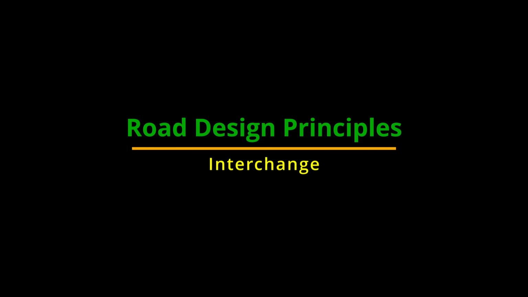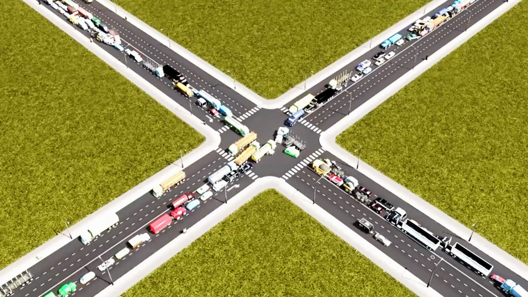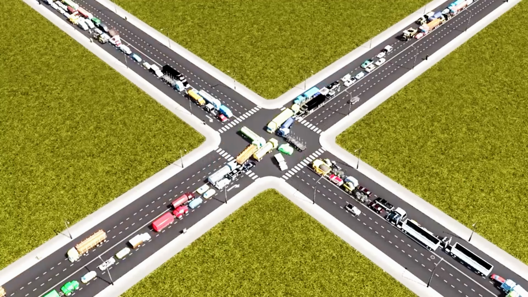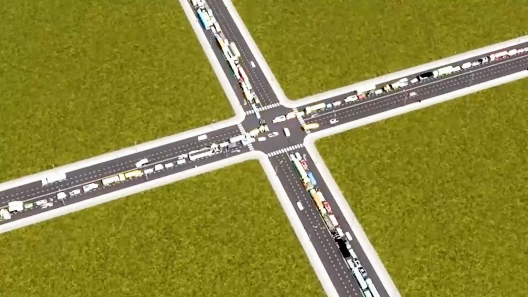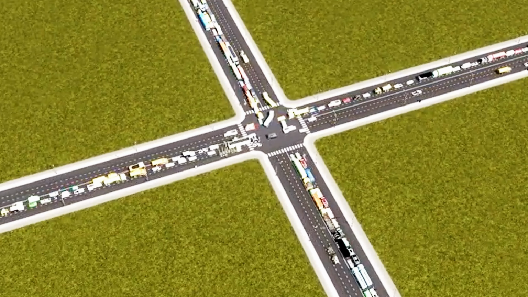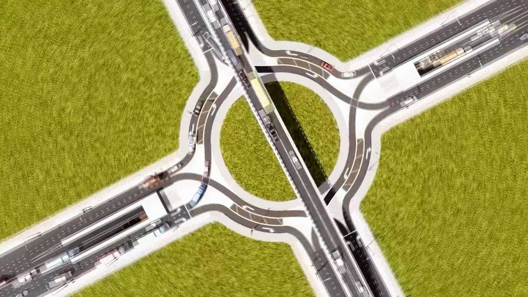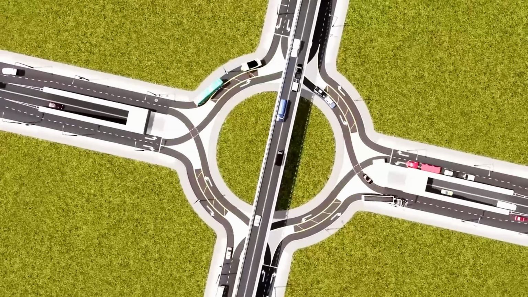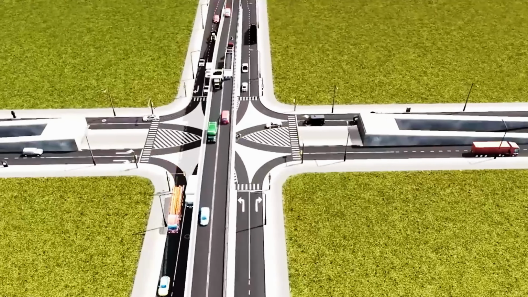Chapter 8. Interchanges and grade separation. As traffic volume increases further, normal intersections and even roundabouts may become insufficient. At very high traffic corridors, vehicles crossing each other at the same level can create severe congestion, long delays, and high accident risk. To solve this problem, highway engineers introduce grade-separated interchanges. An interchange allows vehicles to move between highways without directly crossing traffic streams at the same road level.